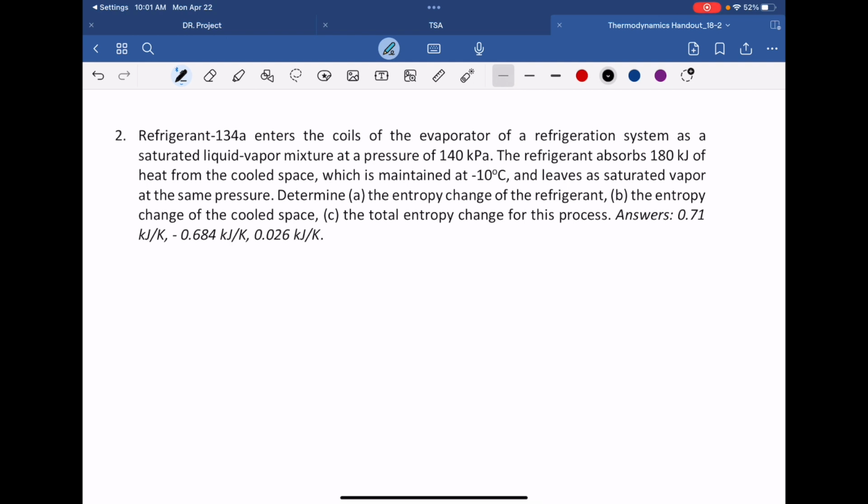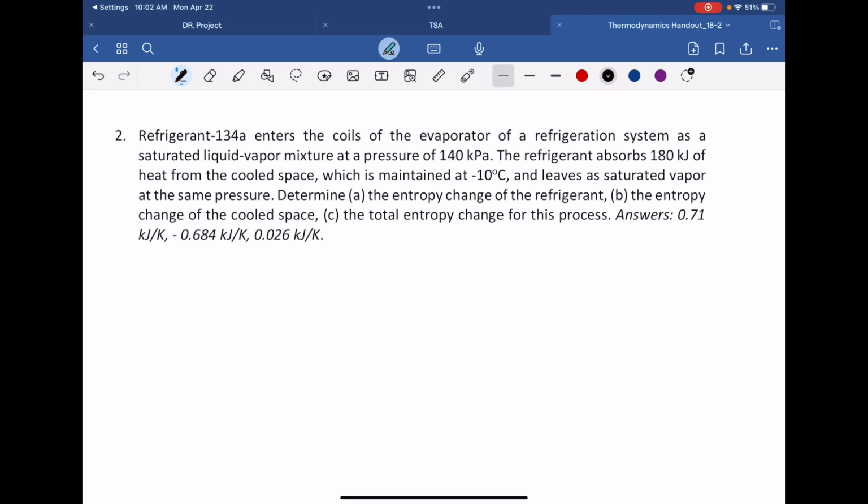Okay, refrigerant enters the coils of the evaporator of a refrigeration system as a saturated liquid-vapor mixture at a pressure of 140 kilopascal. The refrigerant absorbs heat from the cooled space, which is maintained at -10 degrees Celsius, and leaves as saturated vapor at the same pressure. Okay, determine the entropy change of the refrigerant, the entropy change of the cooled space, and the total entropy change for this process.